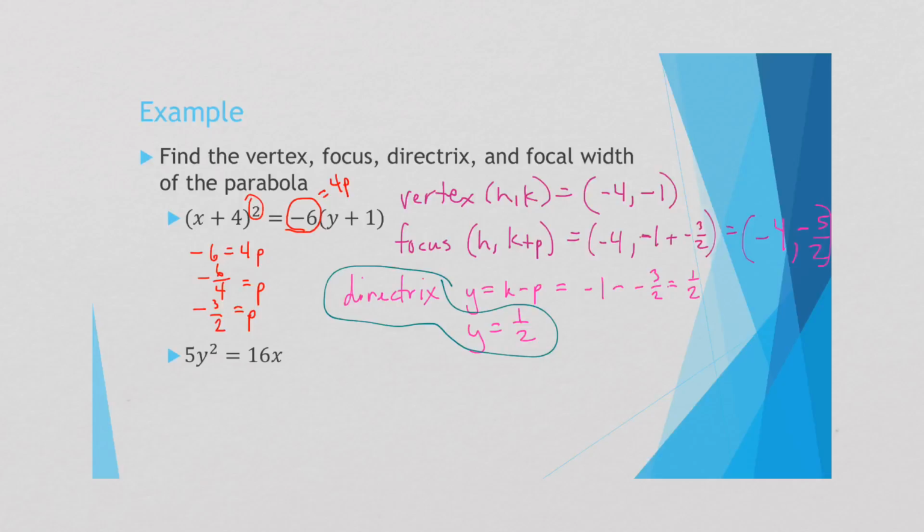Okay, so far we've answered vertex, focus, directrix. Now the last thing is focal width. And focal width equals the absolute value of 4p. So my focal width equals 6. And those are my answers.